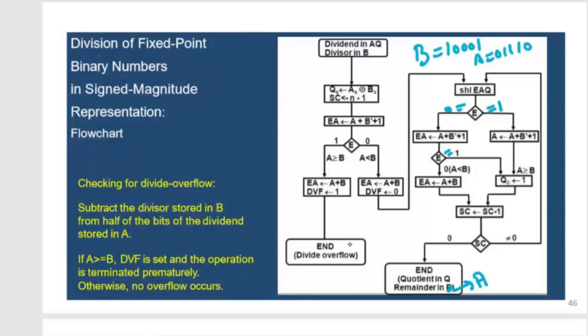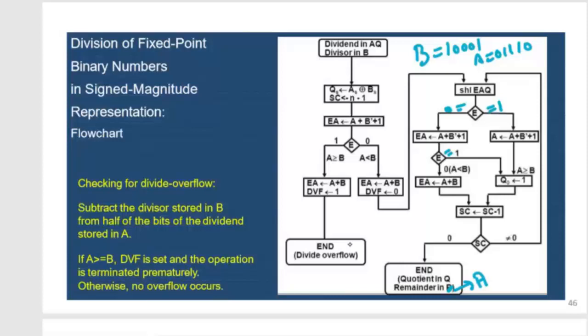So here, if E is equal to 1, that means A is greater than or equal to B. That means dividend is greater than or equal to the value of divisor. In that case, the value of Qn, that is the last bit of dividend, will be set to 1, and after that the sequence counter will be decremented by 1, and again the value of sequence counter will be checked. In this way the whole division process occurs.